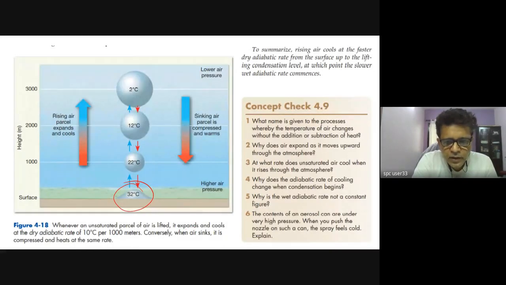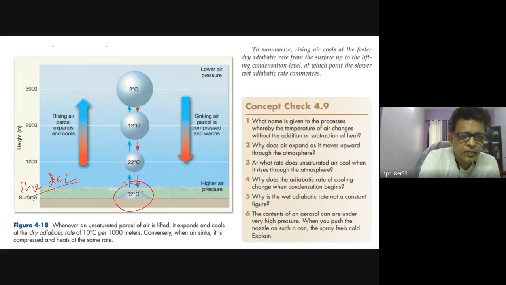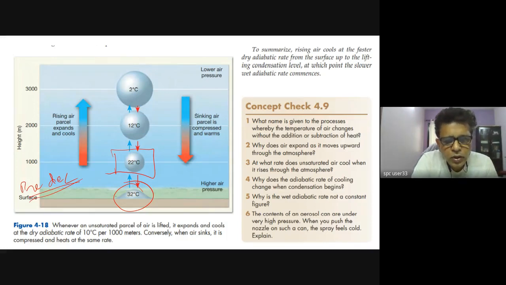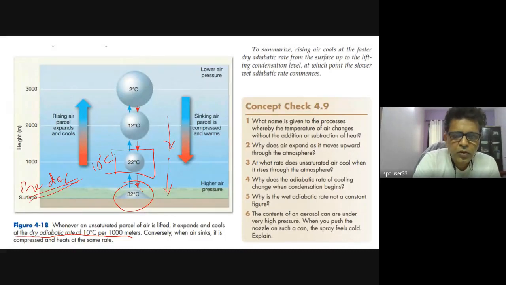When it lifts itself, obviously the pressure is going to decrease. Because the pressure decreases, this is going to cool down. You'll see that from 32 to 22, that means there is a fall of 10 degrees centigrade. It mentions here that it is cooling down at a rate of 10 degrees centigrade per 1,000 meters. On the other hand, air can also sink down, from here to here.